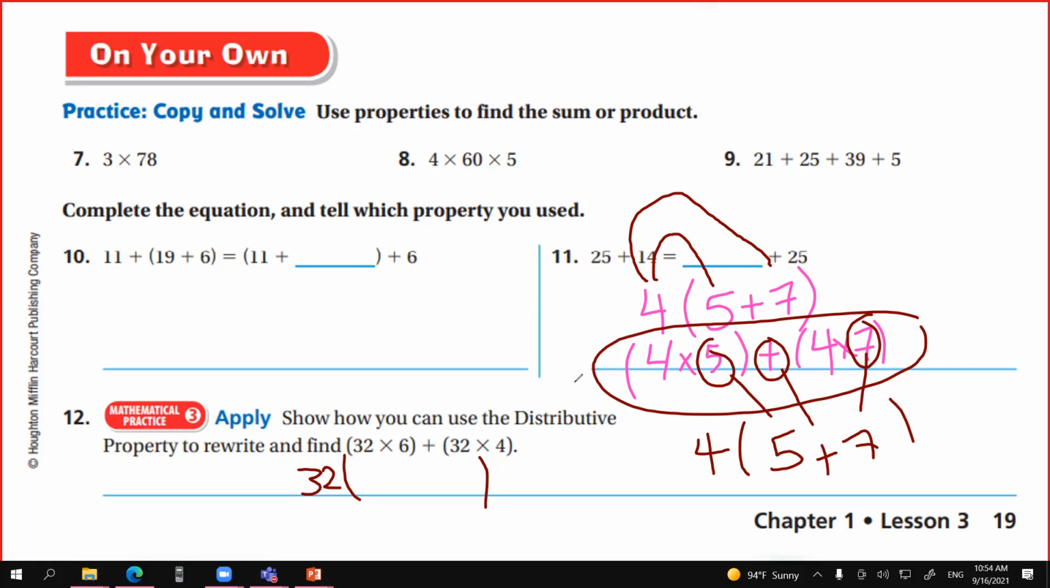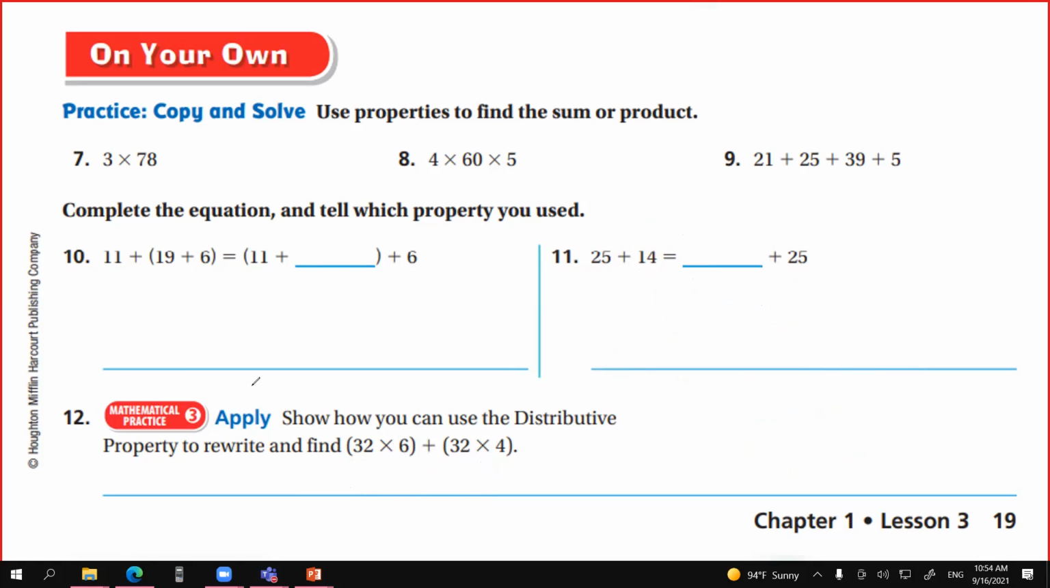Here now, 32 is repeated, so I will take 32 out of the bracket. Then I will write 6 plus 4. Did you understand? Yes, exactly.